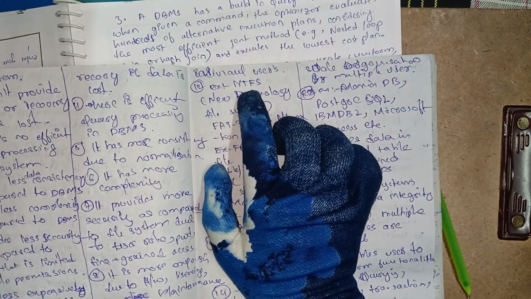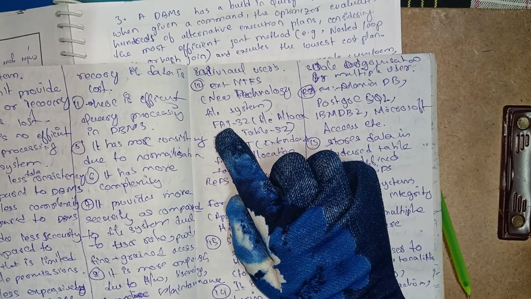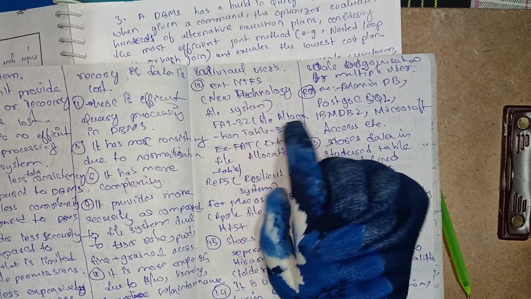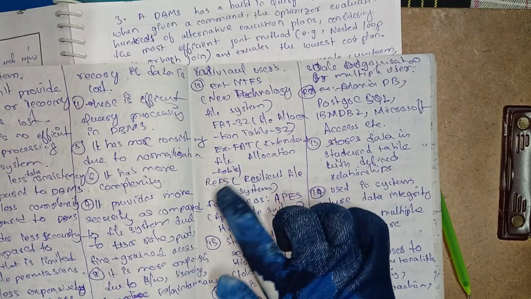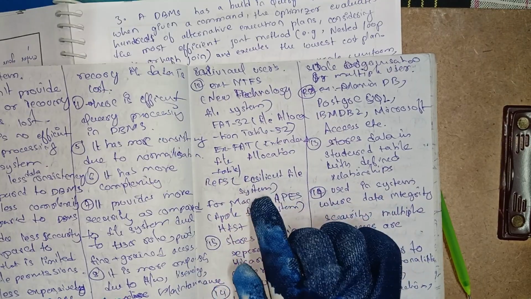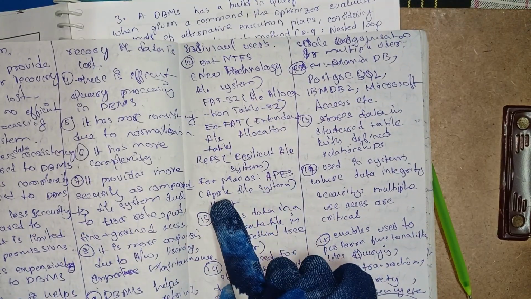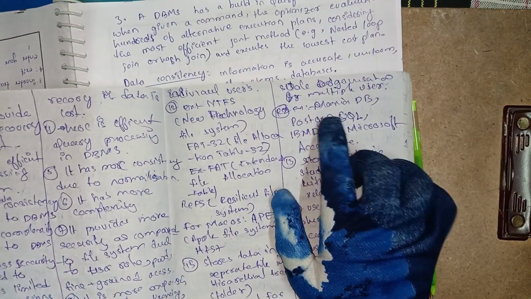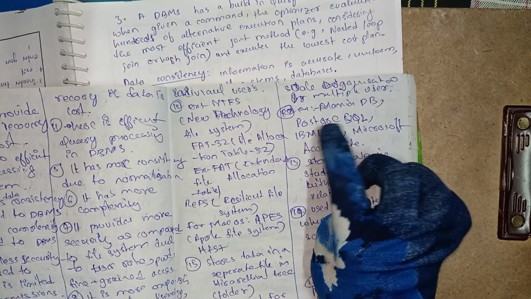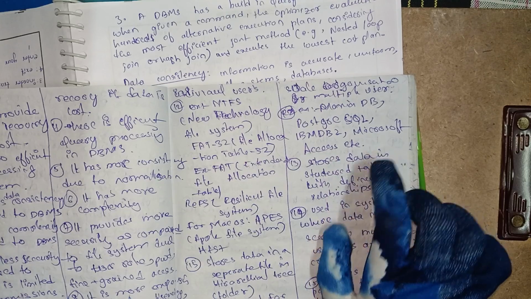So the next is examples. Examples of file systems are NTFS, new technology file system, FAT32, file allocation table 32, exFAT, extended file allocation table, and ReFS, resilient file system. For the Mac operating system, APFS, Apple file system, and HFS Plus. And for DBMS, examples are MariaDB, PostgreSQL, IBM DB2, Microsoft Access, etc.